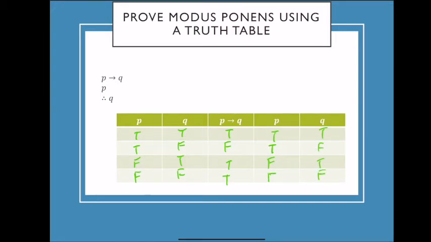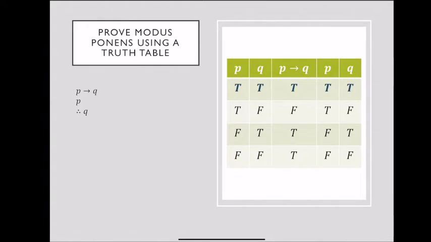Okay, so I'm looking for where I have that P implies Q is true and P is true together. That's only right here. That's the only place where they're both true, because this is an F. I just didn't draw it very well. As you can see, Q is also true at this time. So that's how we proved our new rule of inference using a truth table. And here I have the answer all typed up, and I bolded the row that proves it's true.